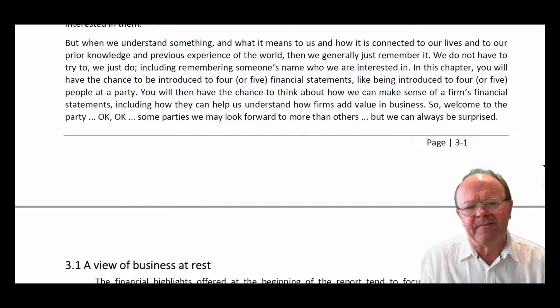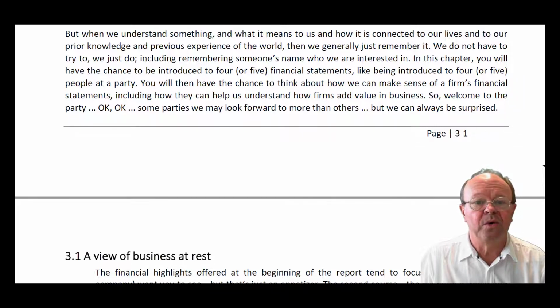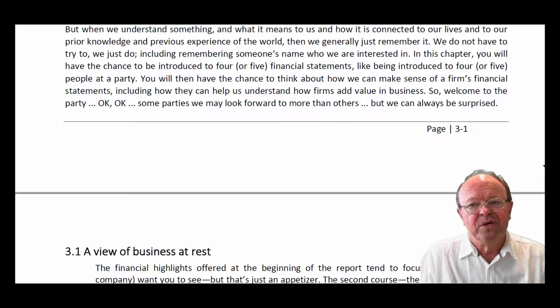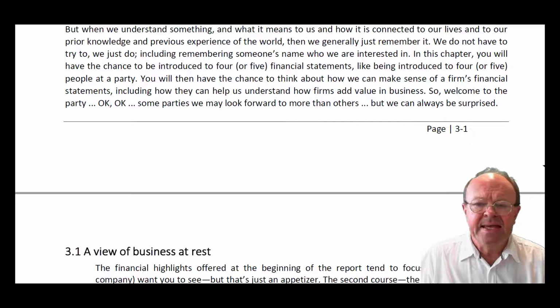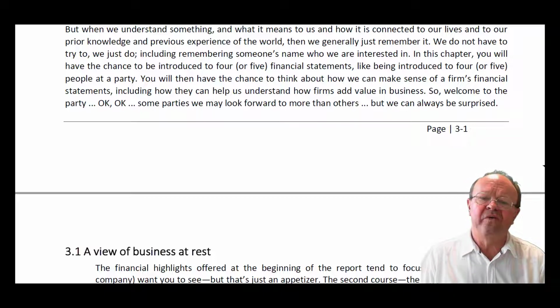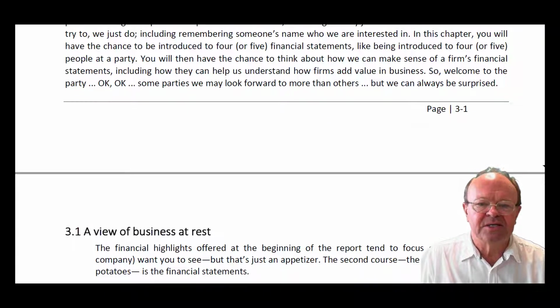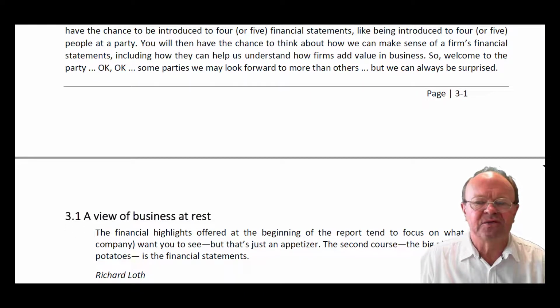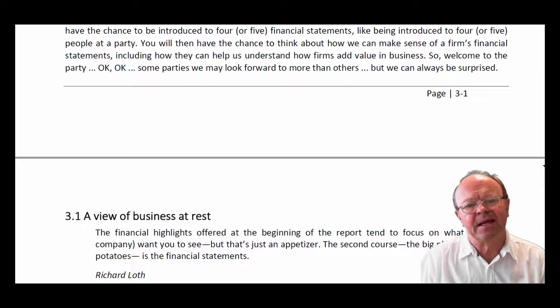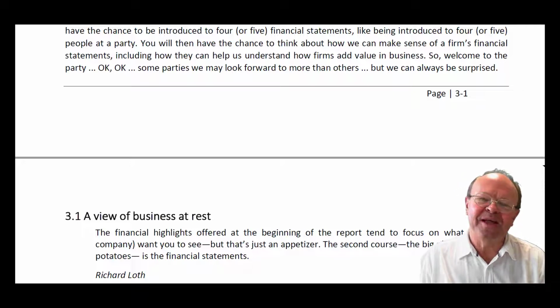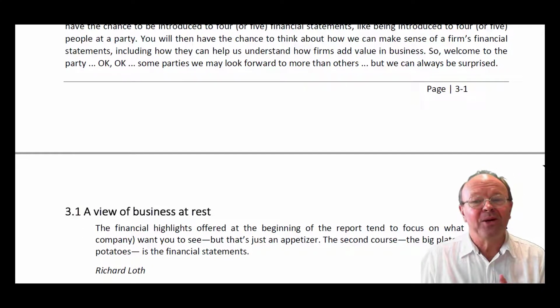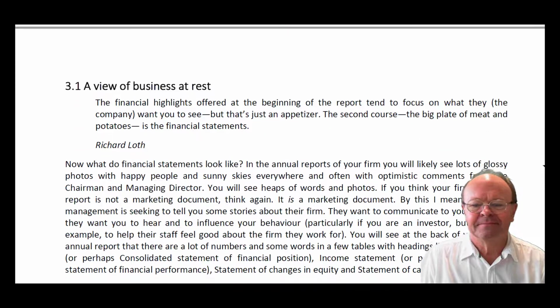But when we understand something and what it means to us and how it is connected to our lives and to our prior knowledge and previous experience of the world, then we generally just remember it. We do not have to try to, we just do, including remembering someone's name who we are interested in. In this chapter, you will have the chance to be introduced to 4 or 5 financial statements, like being introduced to 4 or 5 people at a party. You will then have the chance to think about how we can make sense of a firm's financial statements, including how they can help us understand how firms add value in business. So, welcome to the party. Okay. Some parties we may look forward to more than others, but we can always be surprised.